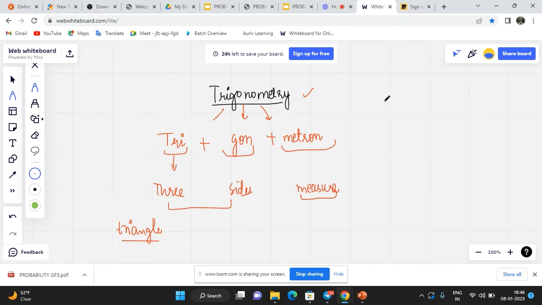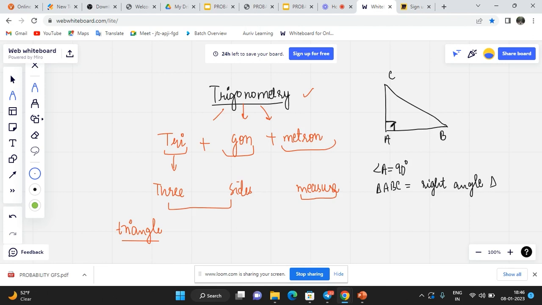Now, trigonometry is applicable only to a right angle triangle. A right angle triangle means any triangle which has one angle of 90 degrees. So here angle A is equal to 90 degrees. Therefore, triangle ABC is a right angle triangle, and trigonometry is only applicable to a right angle triangle.